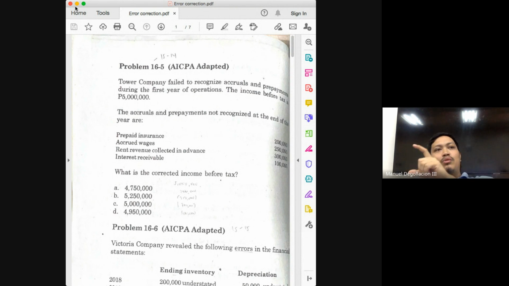But if the adjusting entry was not prepared, what amount of our expenses was included in the computation of your net income? The entire amount of payment. So if you fail, what then does that mean? If you fail to record the prepaid insurance, class, your insurance expense will be overstated, and ultimately that would mean that your net income would be understated. So the 5 million here then is understated by 200,000.